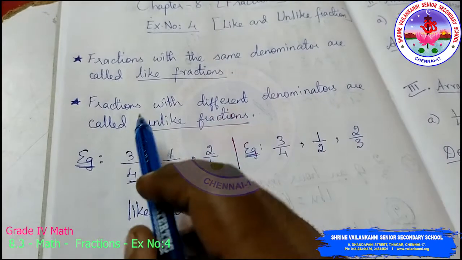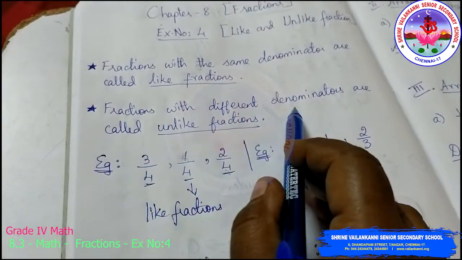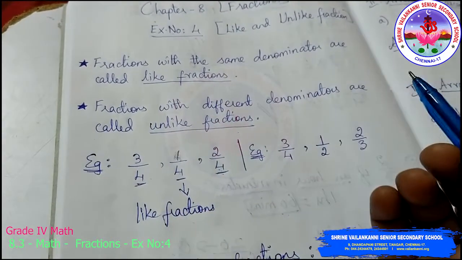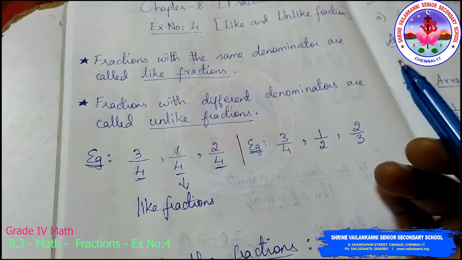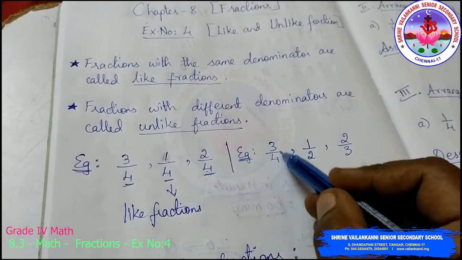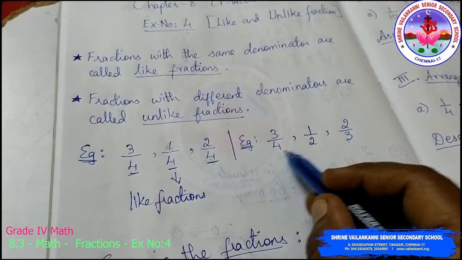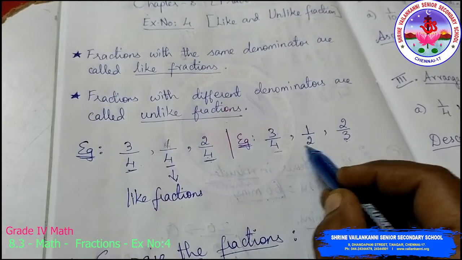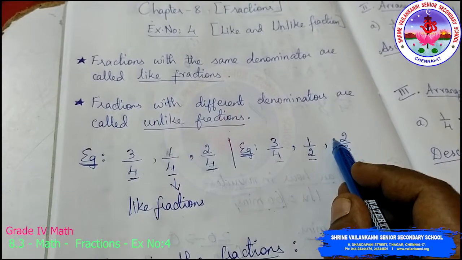Okay. So when it comes to unlike fractions, the fractions with different denominators are called unlike fractions. When the denominator values are different, at that time you will consider the fractions as unlike fractions. For example, 3 by 4, 1 by 2, 2 by 3. If you compare all the denominators, the values are different: 4, 2, 3. Even the numerators are different.